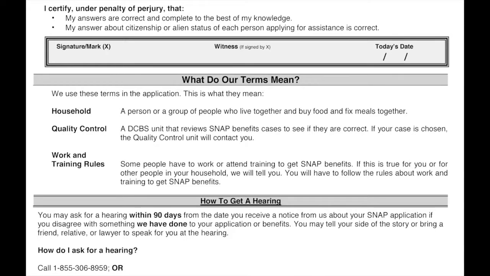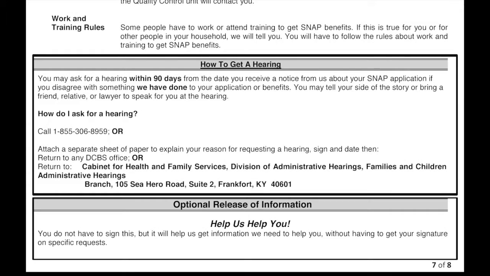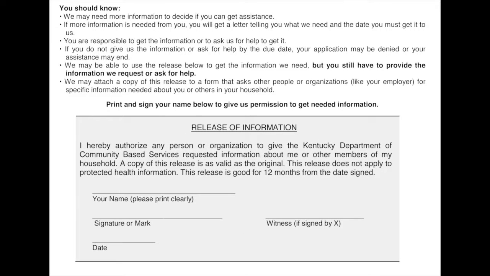Other sections consist of what the terms mean, how to get a hearing, and an optional release of information. The release of information allows the DCBS office to obtain information about the client and members of their household without getting a signature. The DCBS office will still ask for the information, but at least they can access it without needing proof of the signature.